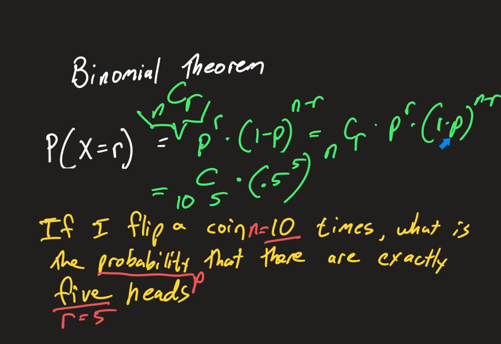And then 1 minus p. In this case, it happens to be the exact same number, 0.5, because if p is 0.5, then 1 minus p is also 0.5, because a heads and a tails. This is the probability of what we call success, having a heads. That's the probability of a failure, being a tails. Success and failure are only determined by the context of the question. We're talking about having exactly 5 heads, so heads is my success, which means tails is my failure. Make sure we see that this is minus, not times, to the n minus r, which is 10 minus 5.